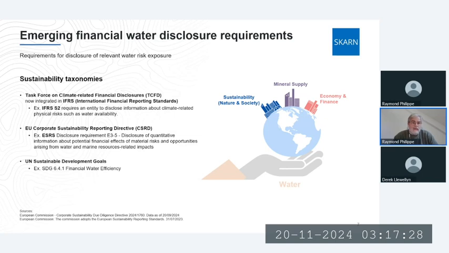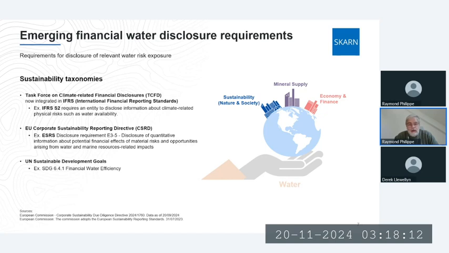As I mentioned, we have the IFRS that requires an entity, for example, a financial institution, to disclose information about any climate-related physical risks such as water availability. I just showed that in the case of copper, the exposure to production risk can be important. And the European Union is also rolling out several standards related to sustainability reporting, and some of the topics in there also have requirements to report on quantitative information about potential financial effects of material risks and opportunities arising from water and marine resources related impacts.